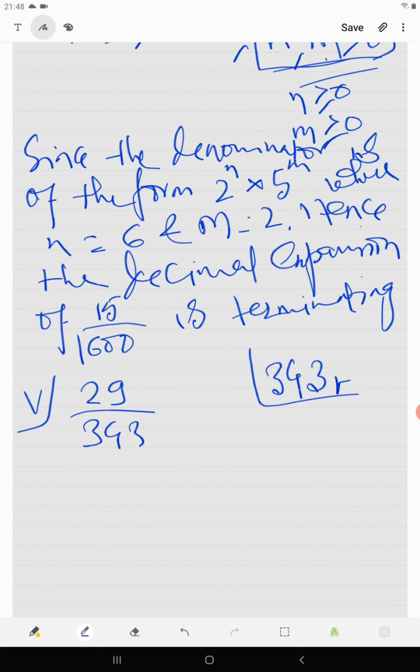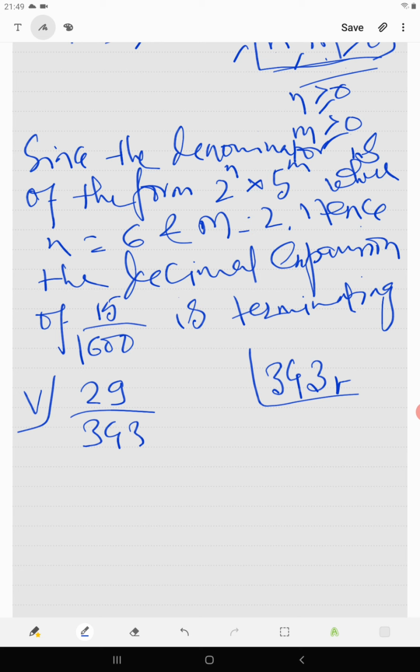Then go for 4, no. 5, no. 6, no. 7, yes. How? 7 1s are 7, 14, 7 3s are 21, 7 4s are 28, 7 5s are 35, 7 6s are 42, 7 7s are 49, 7 8s are 56, 7 9s are 63. So yes, it's coming in the 7 table.